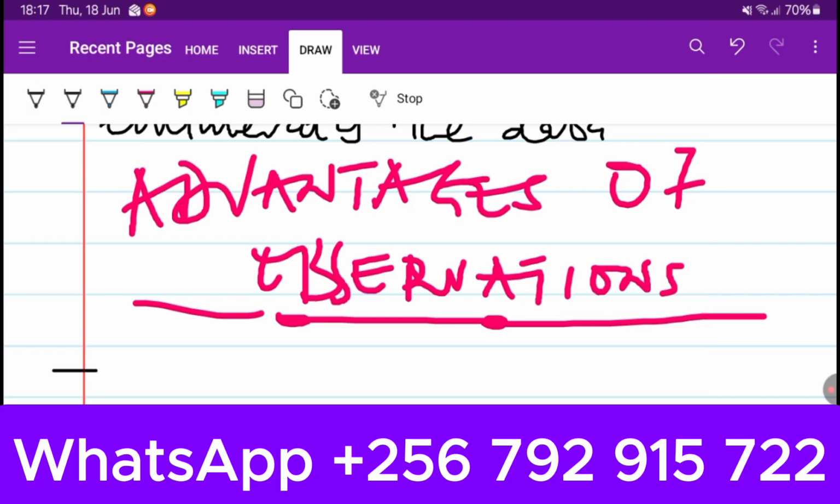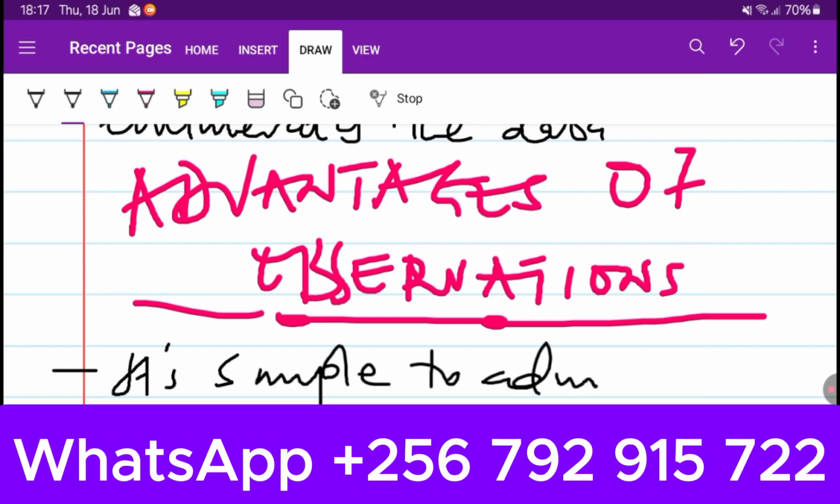One, it is simple. The method is simple to administer, because you don't need anything. Even if you are just on your own, you can actually get information. So it is very simple.